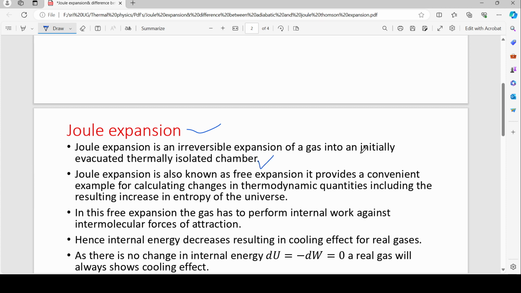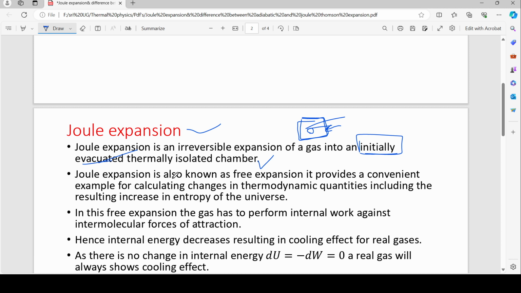See here, initially evacuated means a chamber in which all the gases are removed. That is simply what evacuated means. So initially, we evacuate it. And thermally isolated means the walls of this chamber are thermally insulated, which means no heat is allowed. Heat is constant. Whatever heat is present inside, it maintains the same heat for a long time.